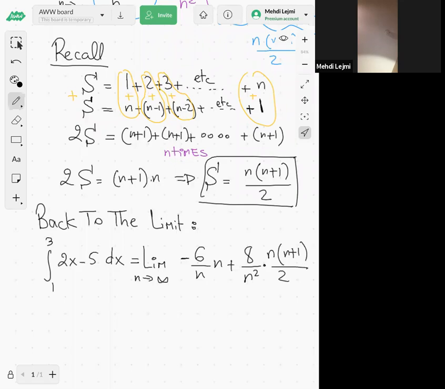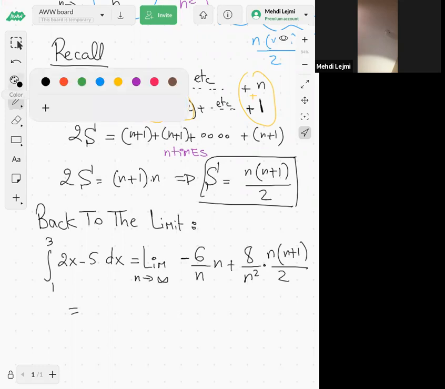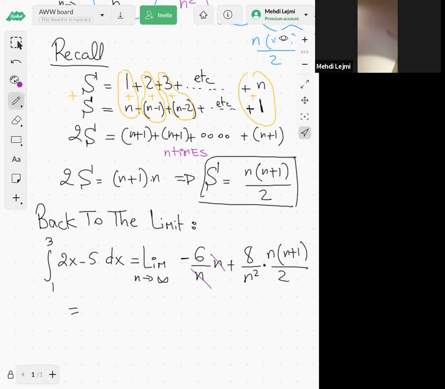All right, so now everything is in terms of n, and here we can simplify. This n here in the top and this n here in the bottom cancel out, right? And so we're going to have the limit as n goes to infinity. So we have minus 6, the n's cancel out, plus 8 over n squared times n times n plus 1, so it's n squared plus n over 2.